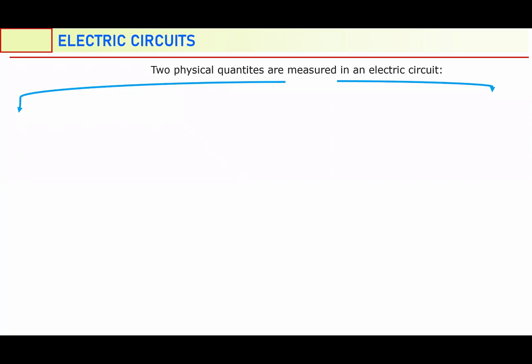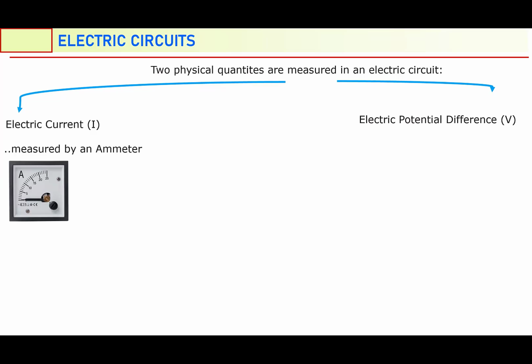We are going to measure two physical quantities in an electric circuit. One physical quantity is electric current, represented by I. The second physical quantity is electric potential difference, represented by V. Electric current is measured by an ammeter.